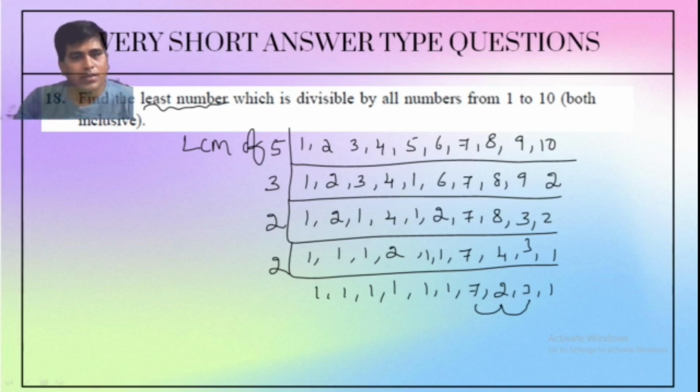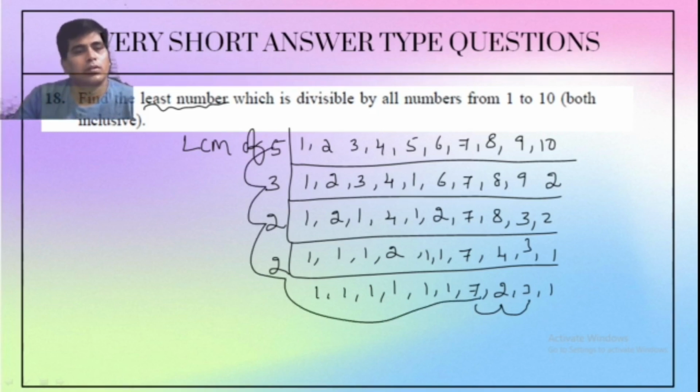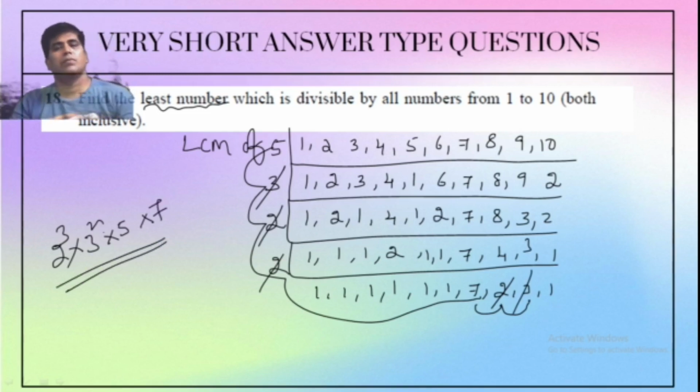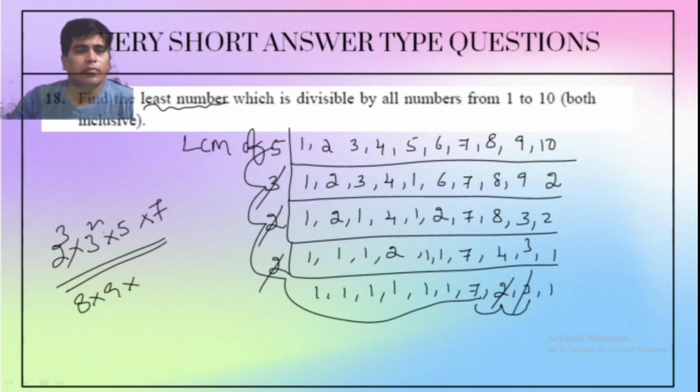So we can write it as the product of all these numbers. How many 2's do we have? 2 cube, then 3 square, then 5 and 7. So 2 cube into 3 square into 5 into 7. This is the number that is divisible by all these numbers. So 8 into 9 into 5 into 7. I can multiply in this way.